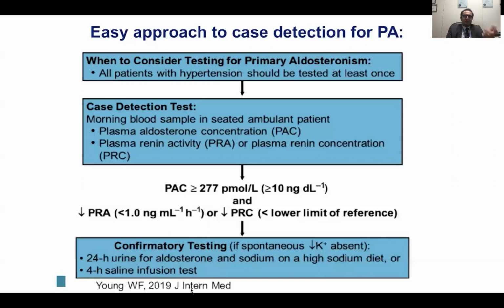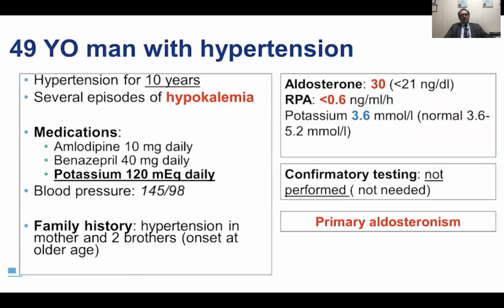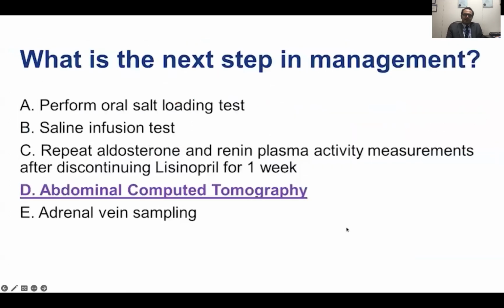But in the other cases, we can either do a 4-hour saline infusion or we can do the 24 hours urinary aldosterone concentration. Aldosterone is measured for 24 hours in someone in whom we give a sodium load for 3 days. Daily, we have to give 12 gram of sodium chloride, in the form of broth or whatever, for 3 days, and then we measure this. Okay, so in this patient, confirmatory test is not needed and primary aldosteronism is confirmed.